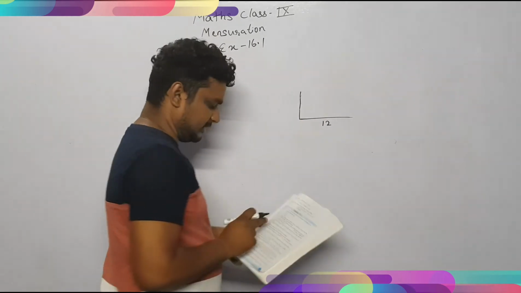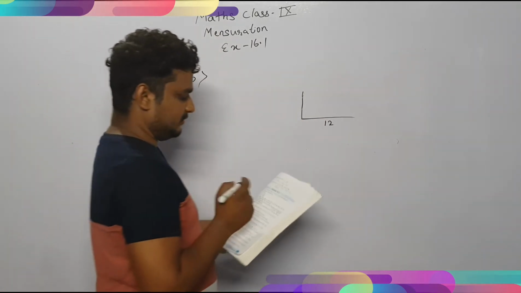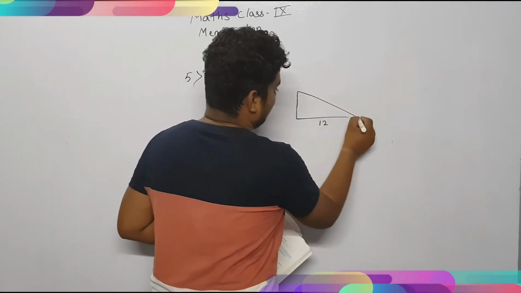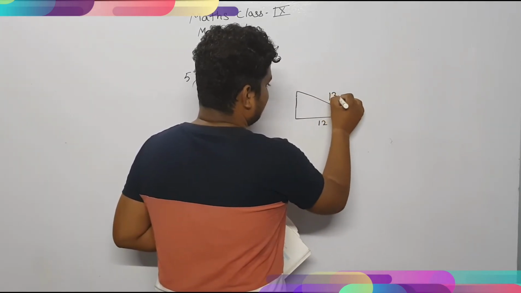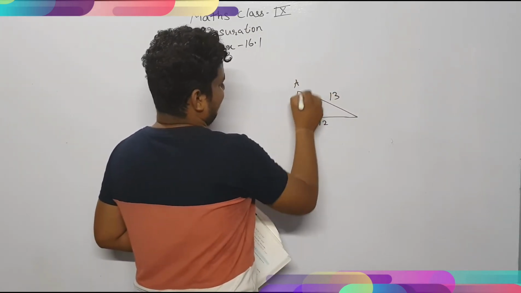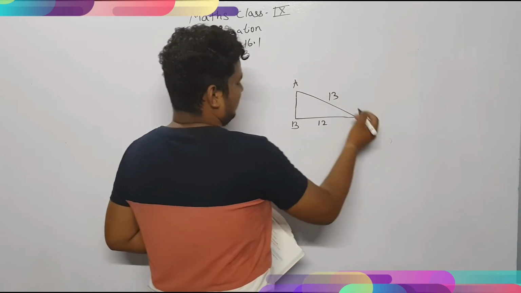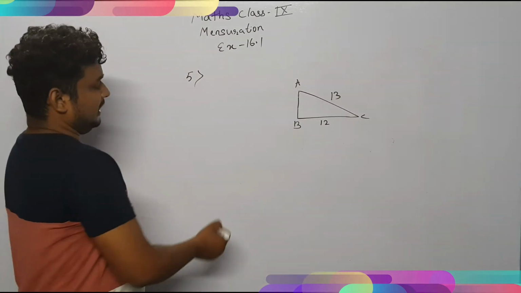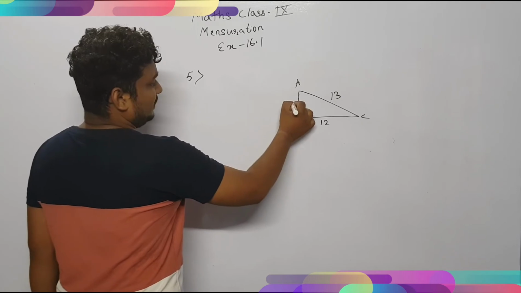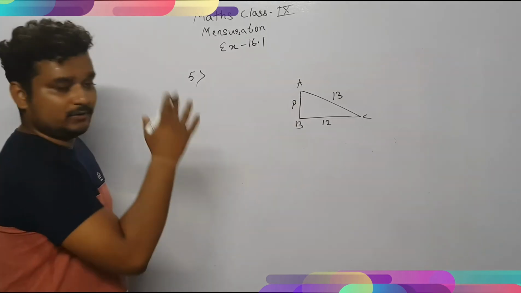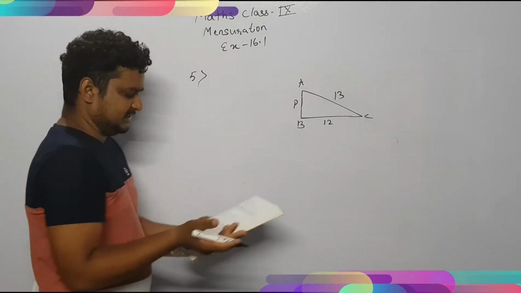So the base of the right angle triangle is 12 and the hypotenuse is given as 13 centimeter. I am marking it again as ABC. Clear with this? And this will be the perpendicular, so we can write that perpendicular equals P. So this is the given thing.